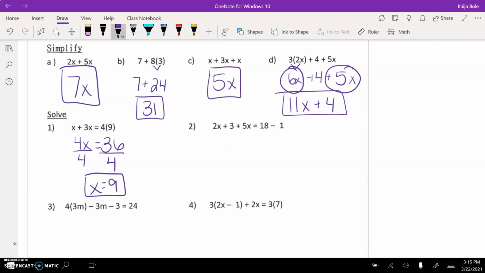In number 2 here, so on the left side, I can combine the 2x plus 5x, so that would be 7x, and then bring down the plus 3 equals, and then 18 minus 1 is 17. And now I have a two-step equation here. So first I will have to subtract 3 on both sides. So I get 7x equals 14. Divide by 7 on both sides, so I get x equals 2.